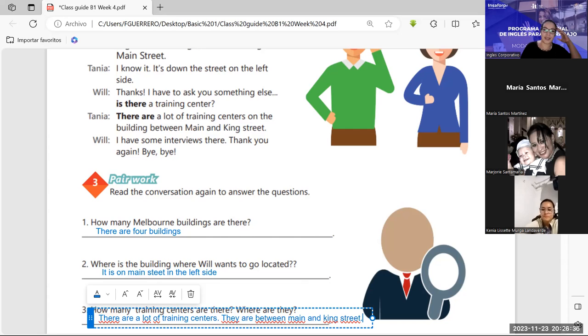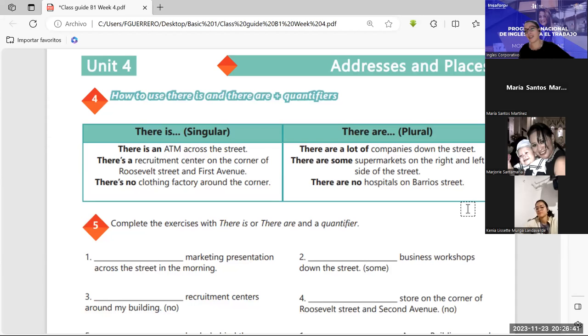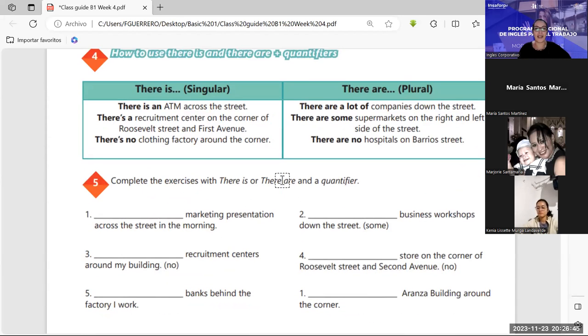Yes. Okay, so let's continue then. There is and there are. Yesterday we were practicing the uses of there is and there are. And we said that we use there is plus a singular noun, there are plus a plural noun. And we can use also some quantifiers when we are using there is. Cuando estamos usando there is, podemos utilizar a o an para decir un o una, ¿verdad? Ya que there is es para singular, podemos usar el artículo. Y tenemos un ejemplo, dos. There is an ATM across the street. There is a recruitment center on the corner of Roosevelt Street and First Avenue. And for a negative example, we have there is no clothing factory around the corner. Any question about the examples here with there is?